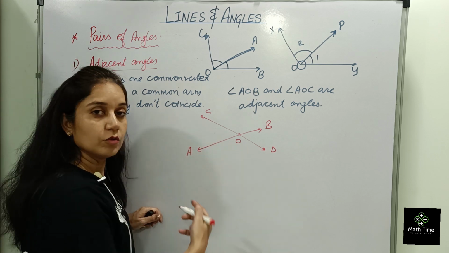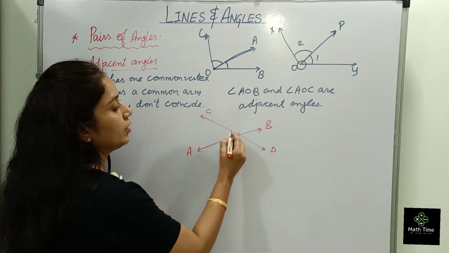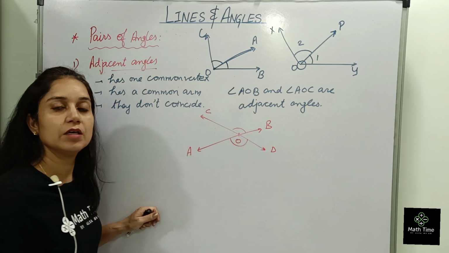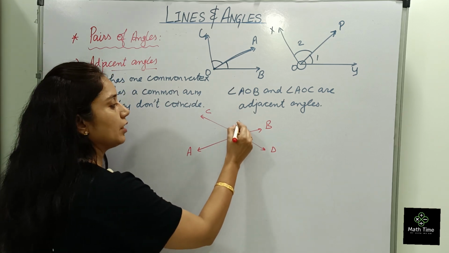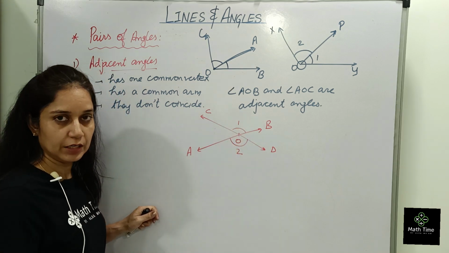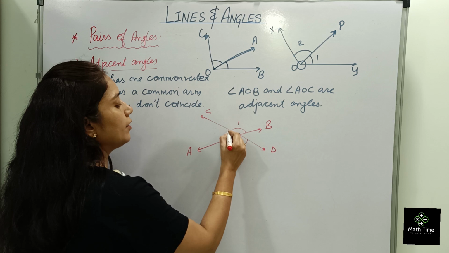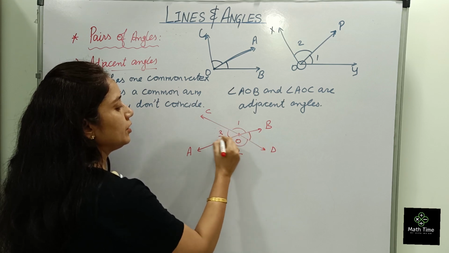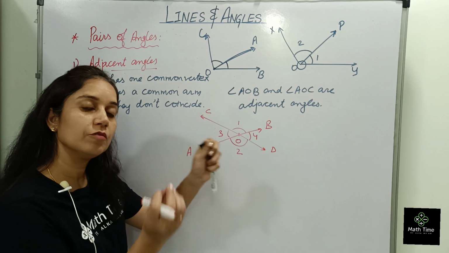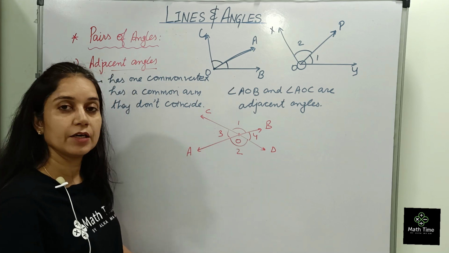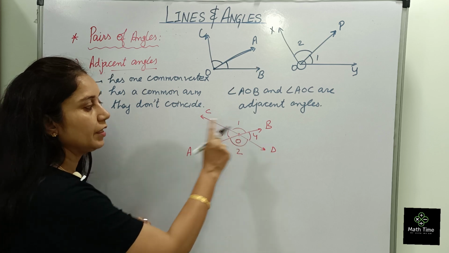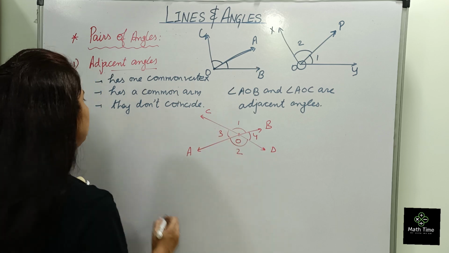Now the angles which they form, the top angle is vertically opposite to the bottom angle. Let us name it angle 1. This is angle 2. Angle 1 and angle 2 are vertically opposite angles. And right side and left side, angle 3 and angle 4 are vertically opposite angles, which are opposite on a vertex. That is why they are called vertically opposite angles. Also, vertically opposite angles are equal.